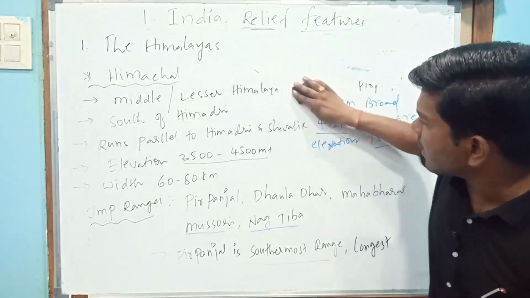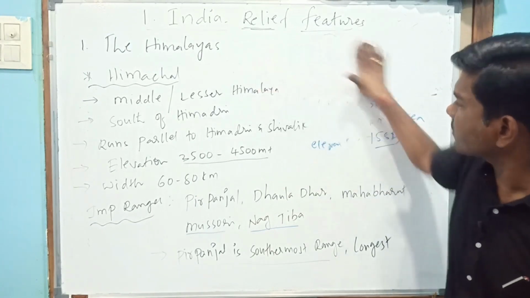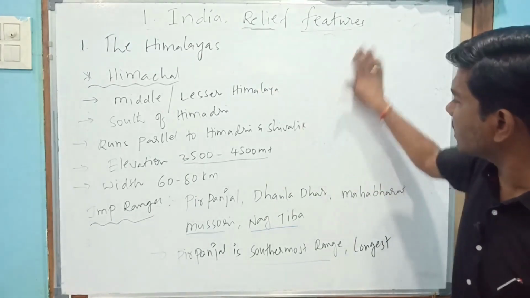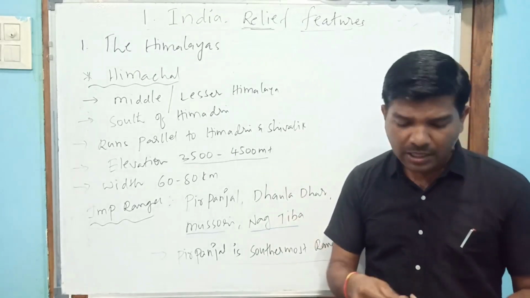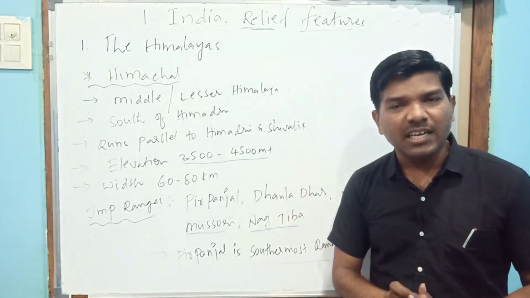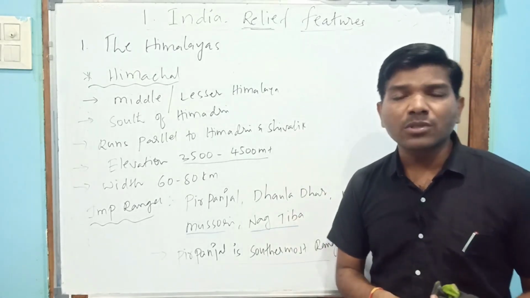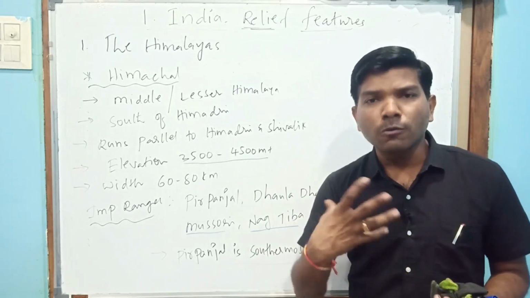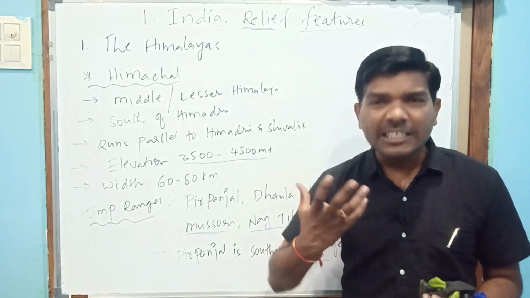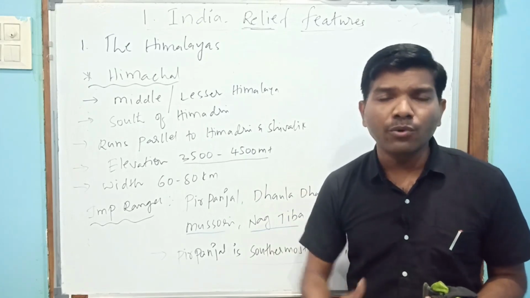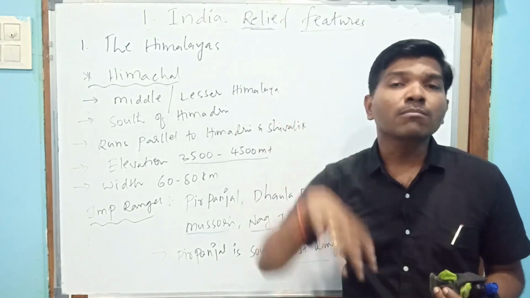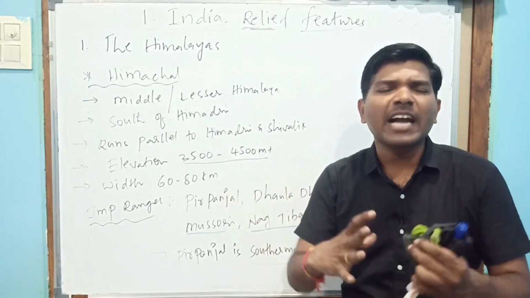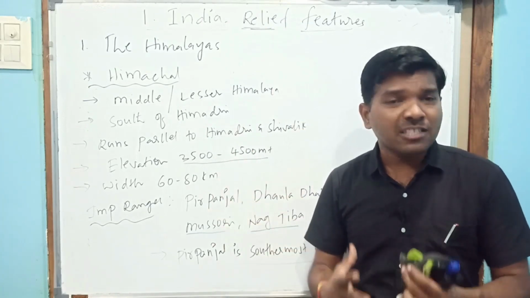Very famous Mussoorie is located in Uttarakhand. It is famous for the IAS college, the Lal Bahadur Shastri National Academy of Administration. If you want to become a collector, you have to write the civil services exam and clear your interview, then you will be trained in Mussoorie. Very cool, excellent, extraordinary place to learn.